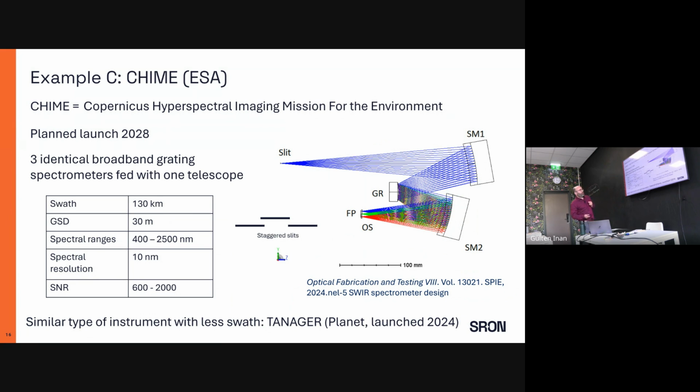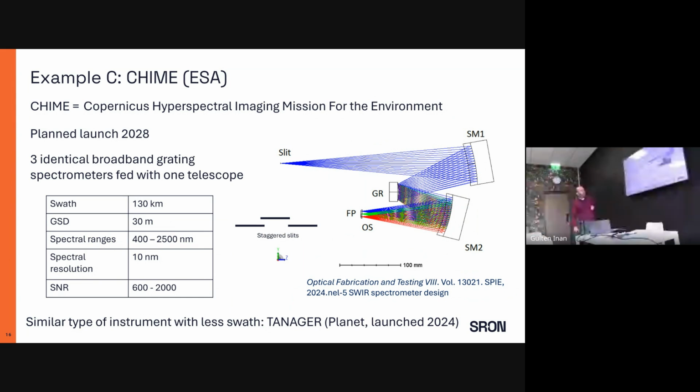What is interesting about this one is that it takes one telescope and then it goes onto 3 slits. Those slits, I tried to draw here in a staggered way. So you go into 3 spectrometers at the same time, and this is to have a bigger swath. It's the same trick as you have seen before with the Landsat data, with those staggered detectors. Now they stagger those slits, and then they build 3 spectrometers.